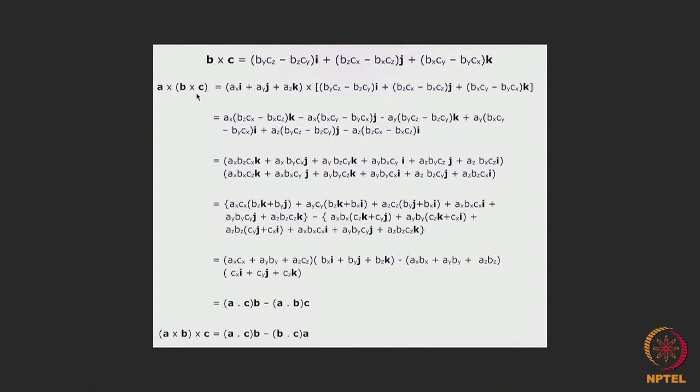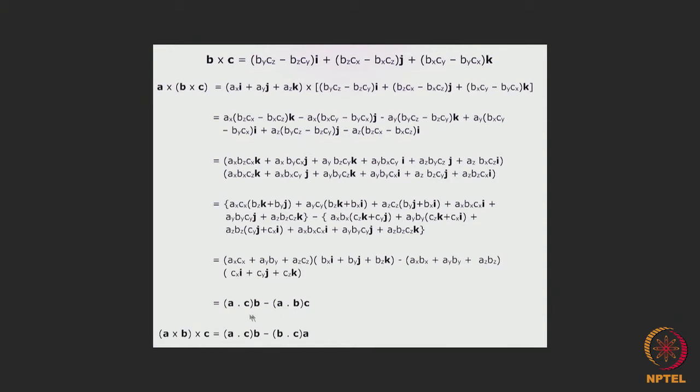So, b cross c will give us a new vector. So, we have to make a cross product of a with that new vector. Again, the process is write down all those vectors in terms of their components and do all the operations necessary as shown over here. And once we do that, you will find that the product is a dot c b minus a dot b c. So, we have now got a cross b cross c is a dot c b minus a dot b c.